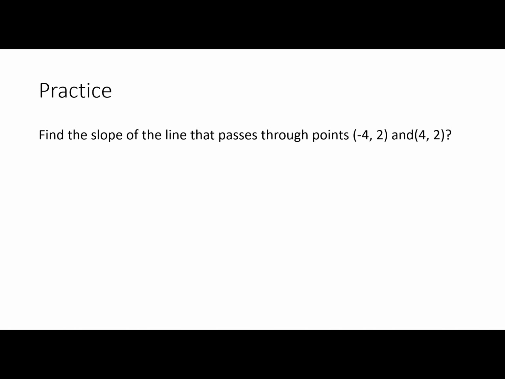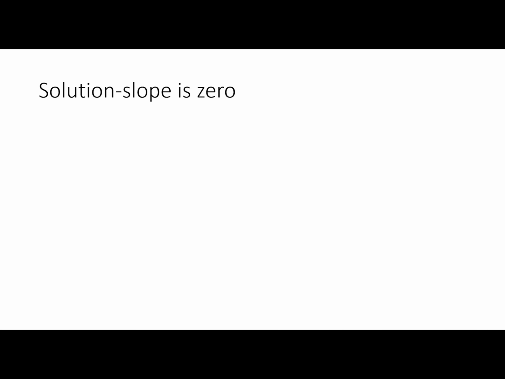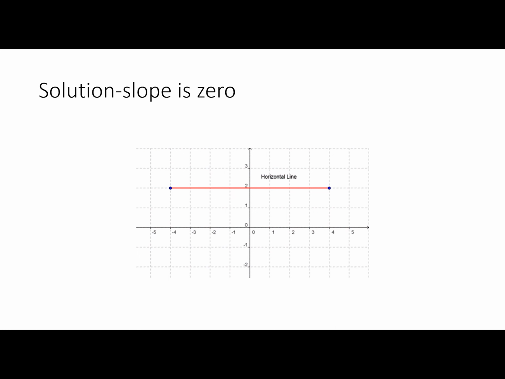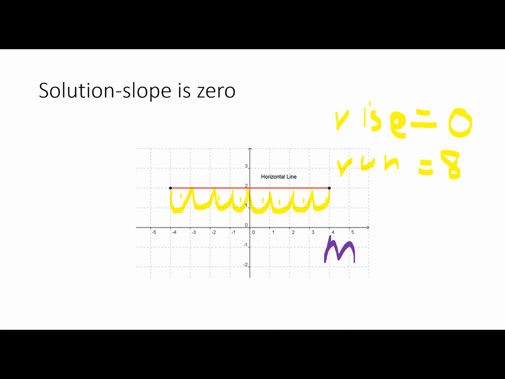Another example, find the slope of the line that passes through points -4, 2 and 4, 2. So we're going to plot these points and find rise over run. So when we plot the points from the previous slide, you see it's a horizontal line. So we have no rise. So rise is 0. And the run is 1, 2, 3, 4, 5, 6, 7, 8. And we're going right. So run is 8. So now our slope m is rise over run, which is 0 over 8. So 0 divided by 8 is 0. So our slope is 0. So for a horizontal line, slope is 0.